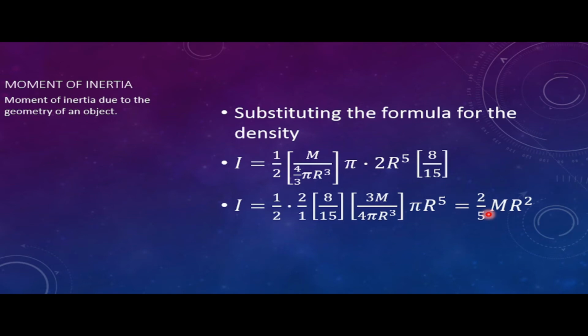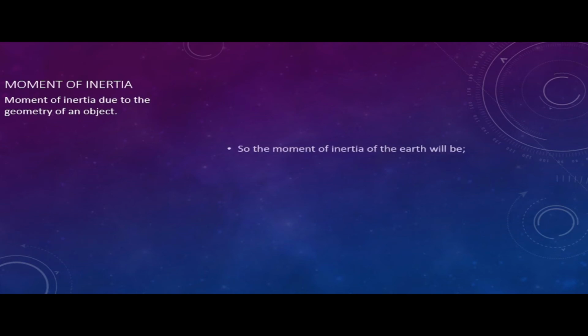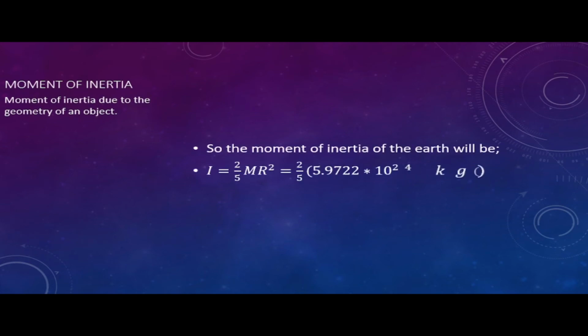As I've told you, if we use the density of the earth, we will be misled because the earth's mass is not uniformly distributed all throughout. So the moment of inertia of the earth is therefore 2 over 5 times the mass of the earth times r squared. And then we can calculate the moment of inertia of the Earth by substituting the values like this, and you can press this in your calculator.